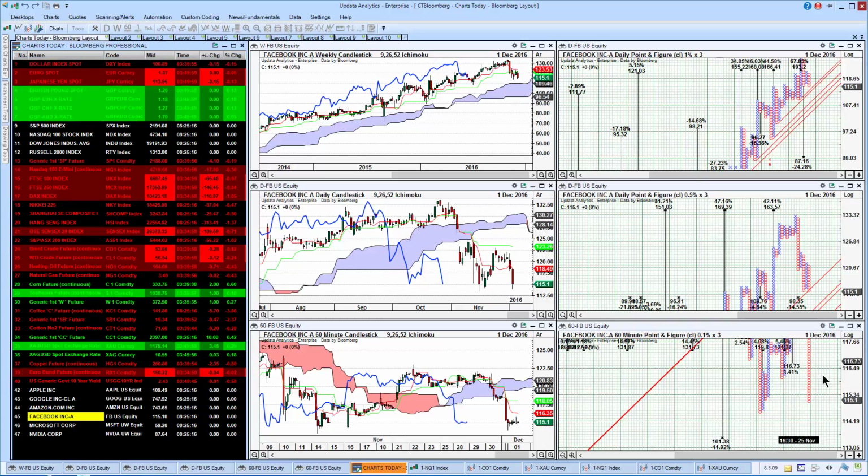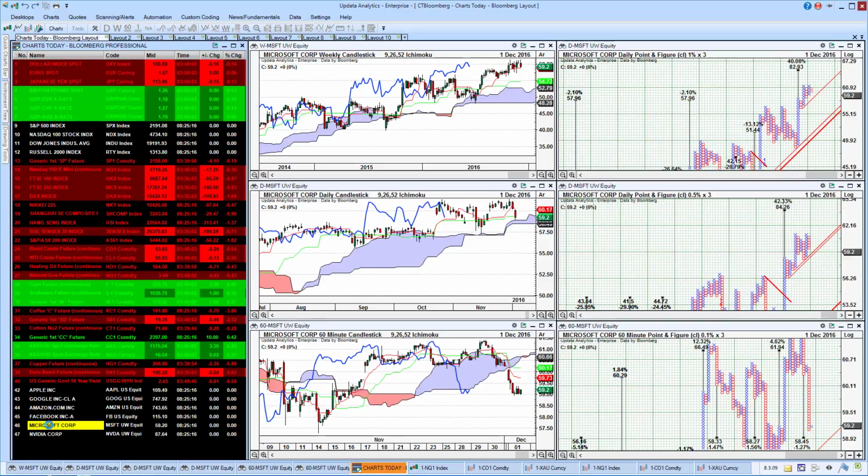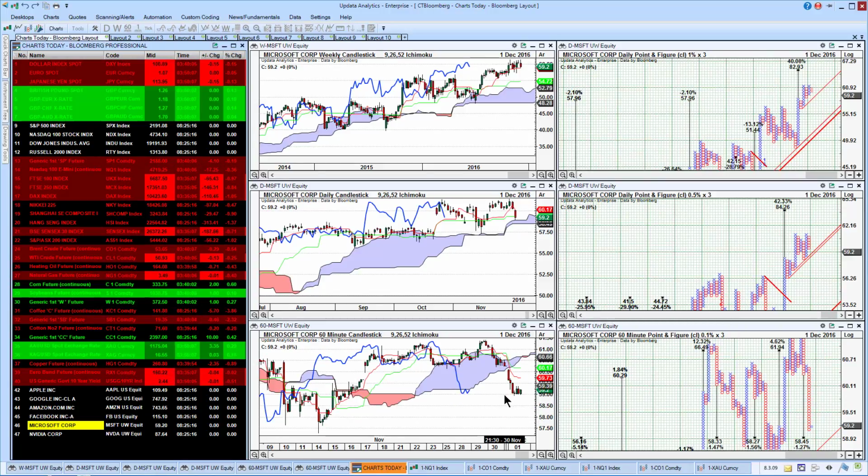No clear downside targets on the short-term action. Go to the 1-minute charts if you're tracking these stocks, of course. Microsoft, one of the Dow constituents, is just falling back again, just below the cloud as well. A little bit of downside potential, but the upside targets are very much in place here, so quite key.